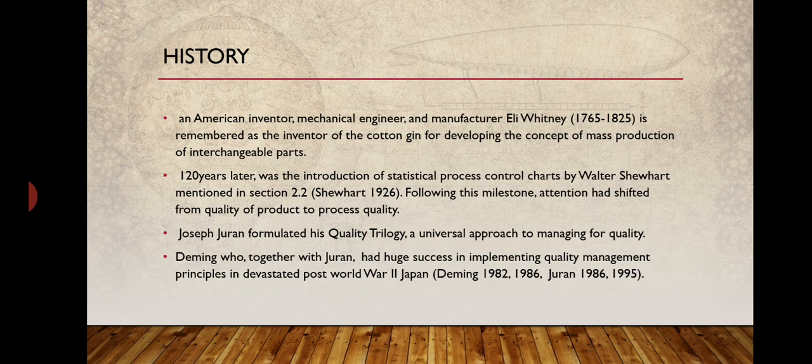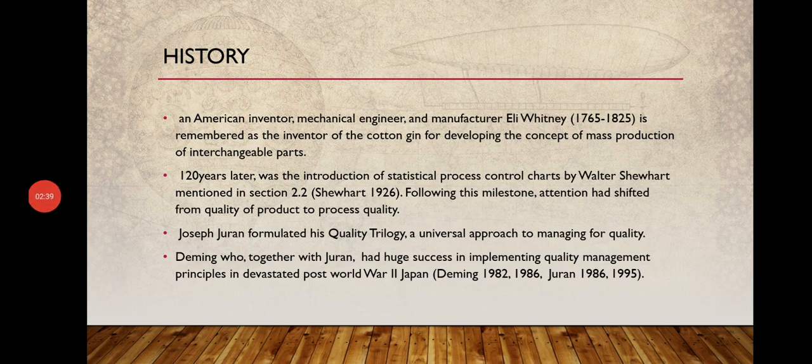Later, in the 1920s, the introduction of statistical process control was seen by Walter Shewhart. He invented the control charts for statistical investigations, enabling them to know how products are prepared and how it can be done. He was the person who took quality from product quality to process quality. Next came Joseph Juran, who formulated his quality trilogy, a universal approach to managing for quality.